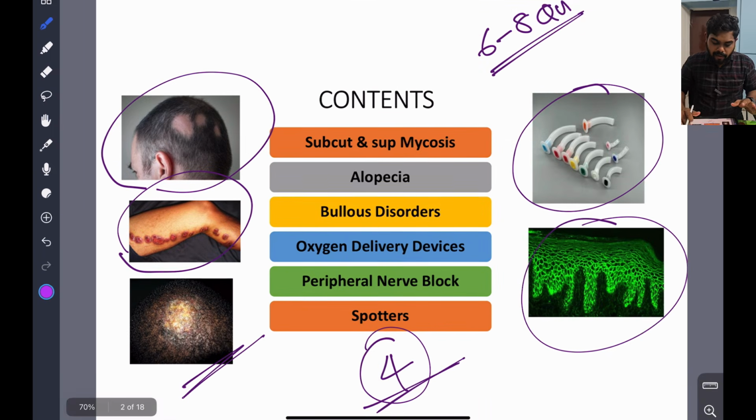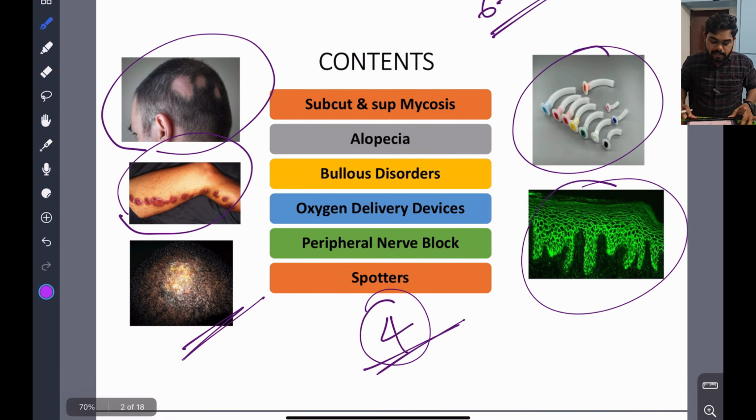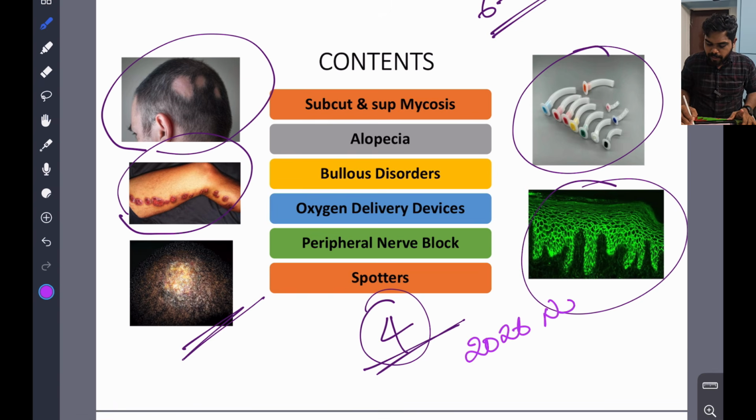So today, by seeing this content analysis, what I am expecting in this coming 2026 NEET is 4 questions fixed from this topic. 3 to 4 fixed. 4 is fixed. Maybe 5 may also come.